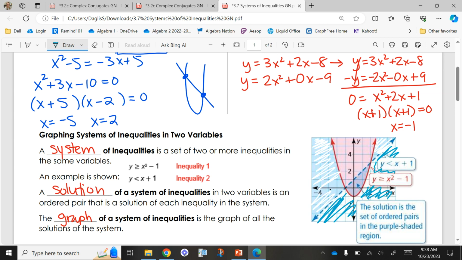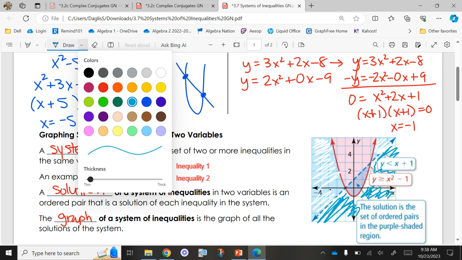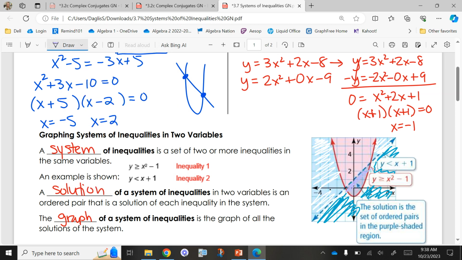There we go. So it should be all of this, and then where they cross over each other is this section right here. So above the parabola and under the line, our solution region is going to be that little piece in the corner.